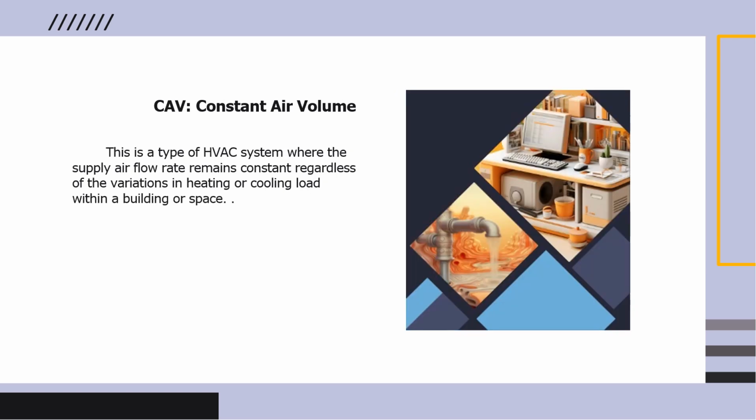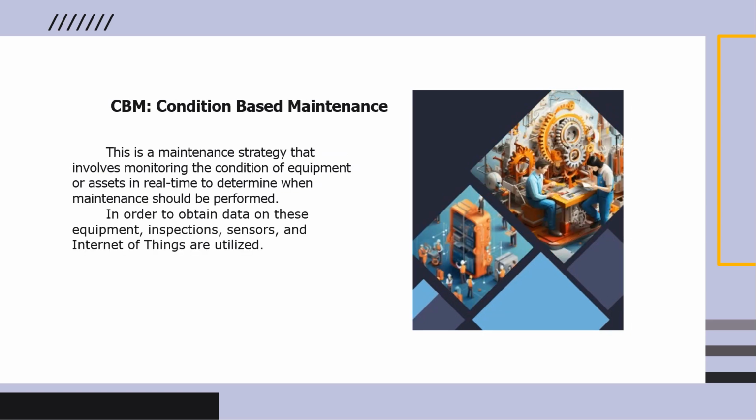Next is CAV, Constant Air Volume. This has to do with the heating, ventilation, and air conditioning system of a facility. It talks about the nature of the air conditioning system, whether the flow of air is constant or whether it varies with the size of a space as it pertains to the structure of the facility.